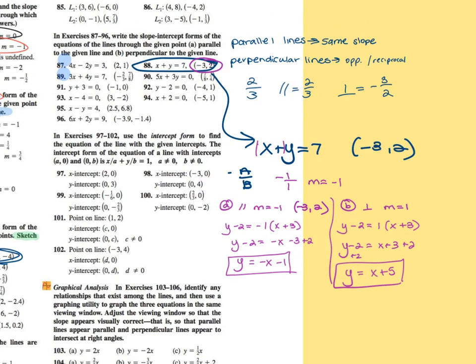So for 87 and 89, you're going to use the initial equation to get just its slope. And then you're going to plug in the same slope with that point to get the parallel line, and then the opposite reciprocal slope with that point to get the perpendicular line.